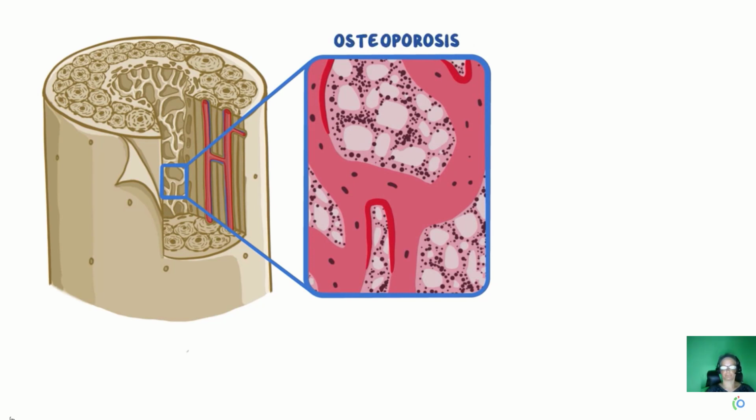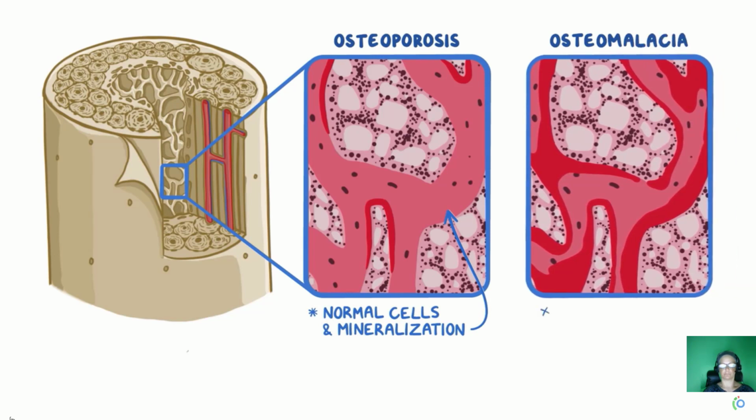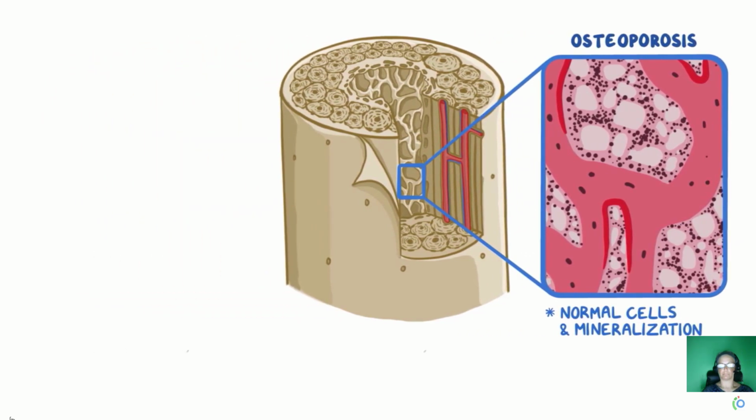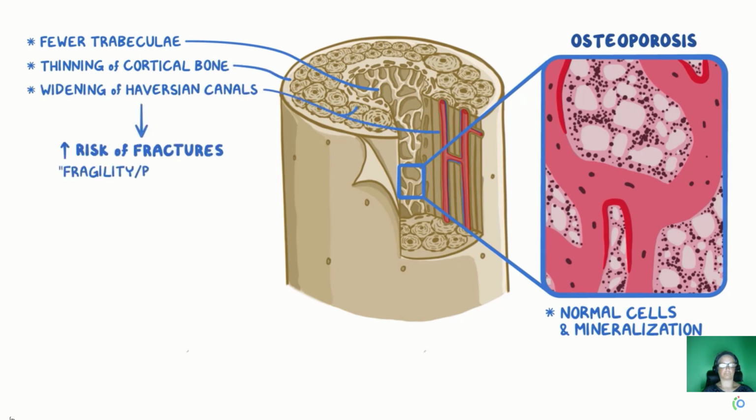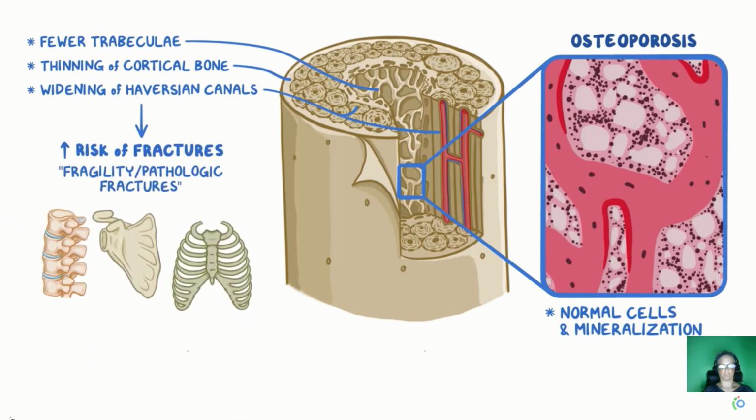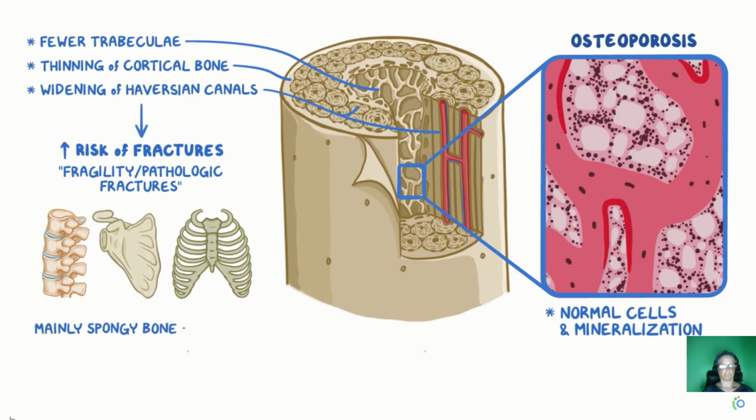If we zoom into a cross-section of an osteoporotic bone, it will show normal cells with normal mineralization, which differentiates it from osteomalacia, where there's a lack of mineralization. So with osteoporosis, abnormal findings include fewer trabeculi in the spongy bone and thinning of the cortical bone, as well as the widening of the haversian canals. These bone changes increase the risk of fracture, and they're known as fragility or pathologic fractures. Some bones, like the vertebrae, shoulder blades, and ribs, consist mainly of spongy bone, so they're at great risk of fragility fractures.